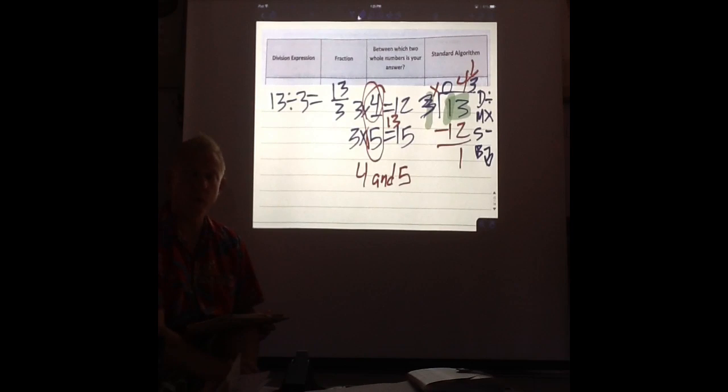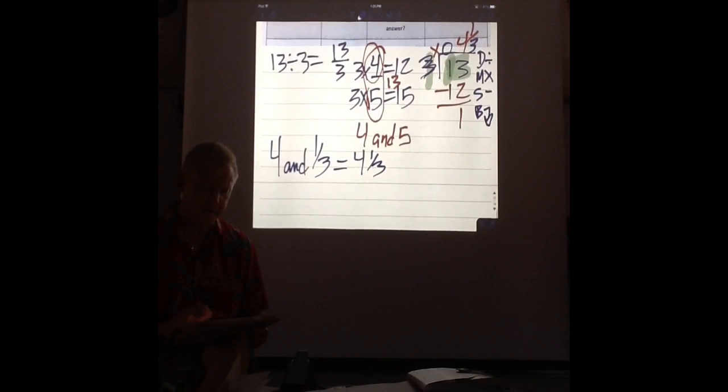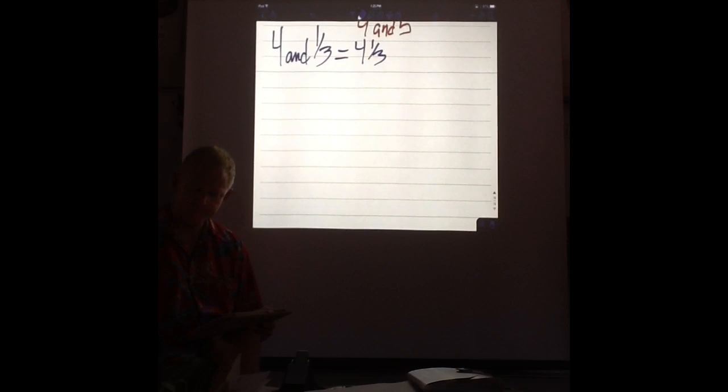4 and 1/3. If you notice, we use the word and. That means 4 and 1/3. Or that's equal to 4 and 1/3, written like that. And so you need to write things out like this in your book, and if you have any questions, feel free to go over this again. Pause it, write it out, practice it, okay? Are there any other questions?